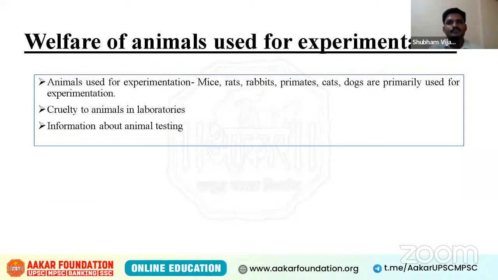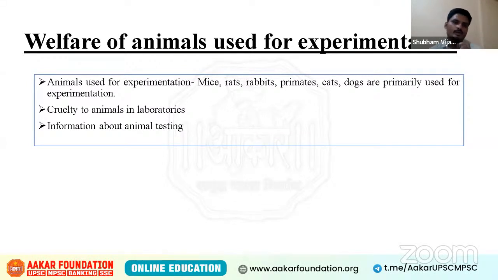Now, welfare of animals used for experimentation. What different types of animals do we use for carrying out experiments? In our veterinary practice, in pathological research or in pharmacological, toxicological, microbiological research, we mostly use mice, rats, rabbits, primates, cats, and dogs. These are primarily used. A few more can also be used, but these are mainly used.